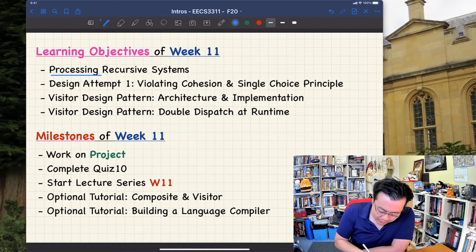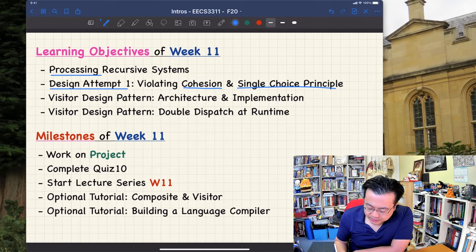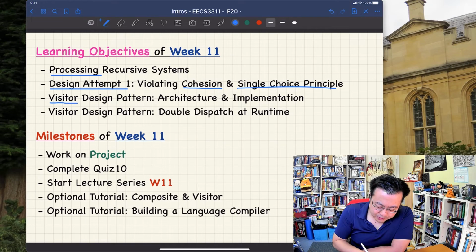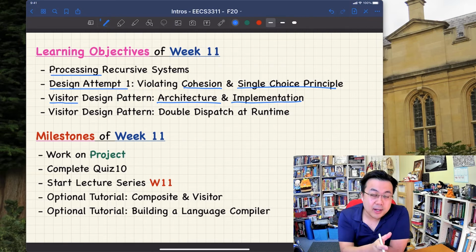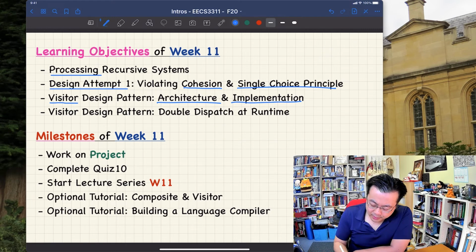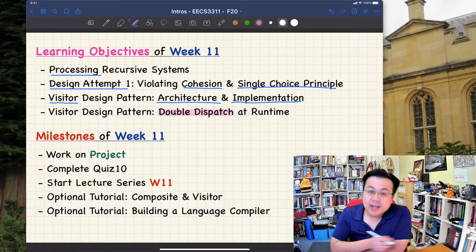Okay, and we'll see design attempt number one, which will violate cohesion and also the single choice principle. We'll see why. And then we're going to introduce the visitor design pattern. We'll talk about architecture, the BON design diagram, and also implementation, both for the supplier and for the clients. We want to know how they write their code in order to either implement it or use it. And then we'll talk about this very important phenomenon called double dispatch, meaning that dynamic binding occurs two times by a single line. But you're going to see exactly how it happens.